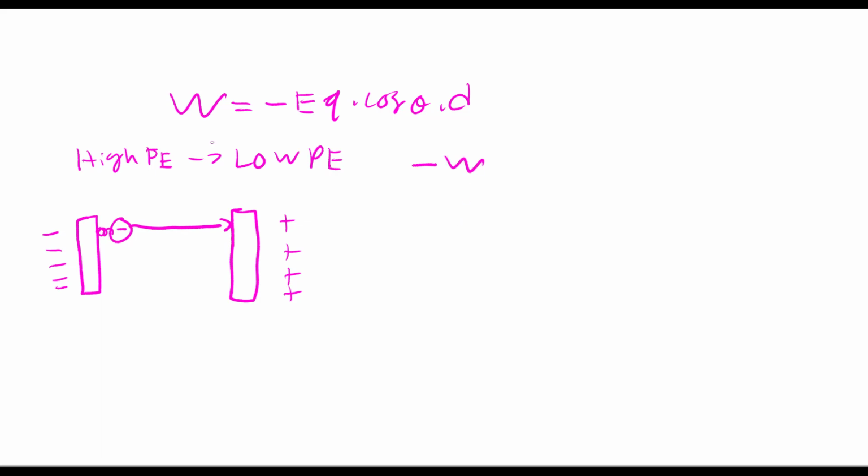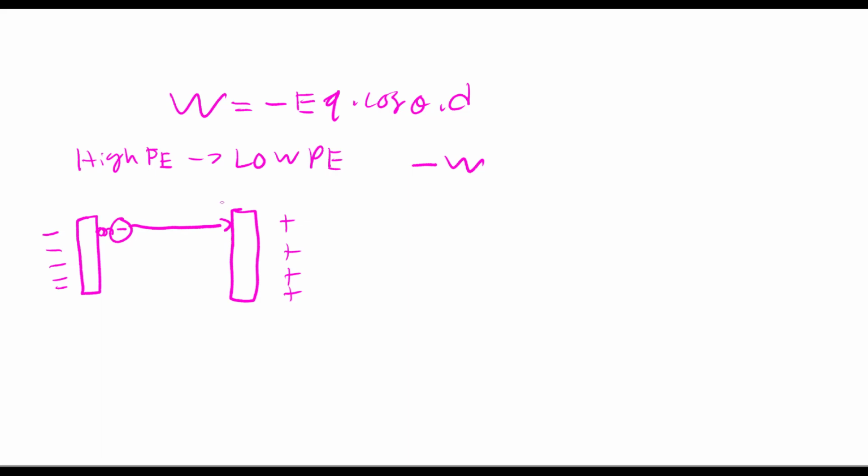And did we change the charge of this electron? No, the electron does not change. The electron is constant. If it's -1 coulomb, then it's going to be -1 coulomb. It's not going to change. It's not going to grow bigger. It's not going to grow smaller. So it's not A because charge is constant.